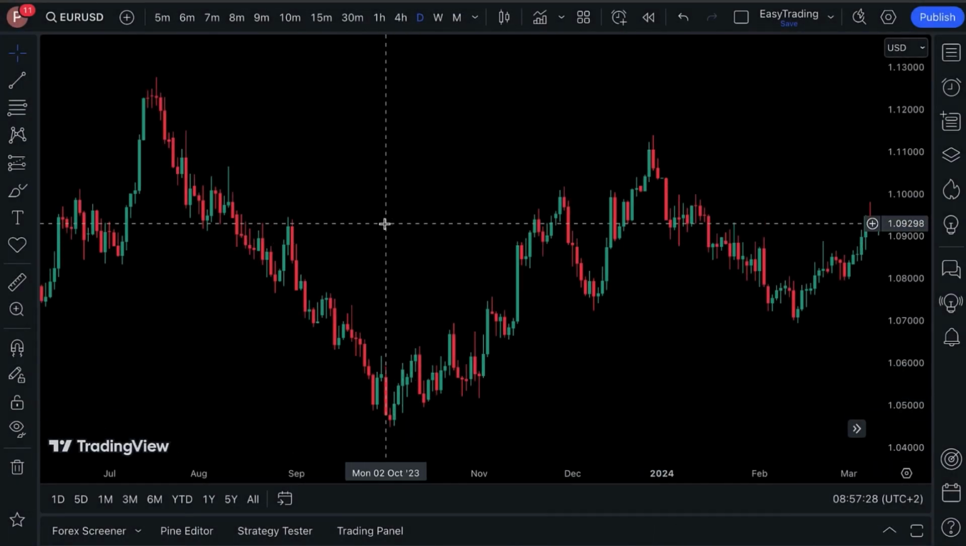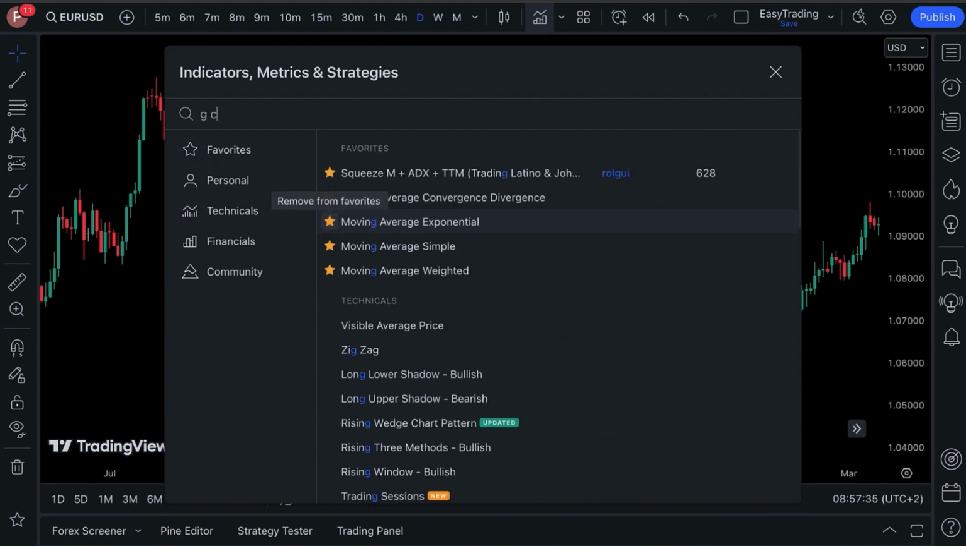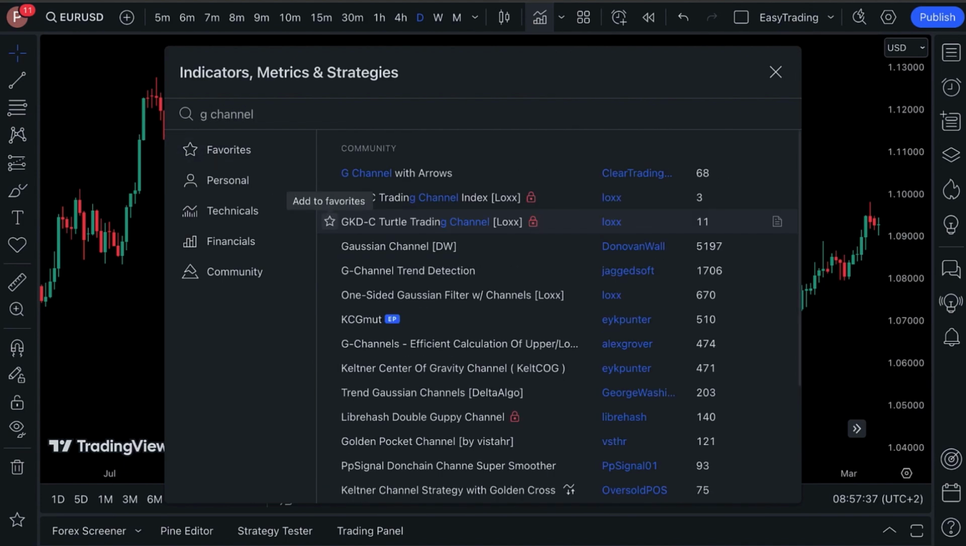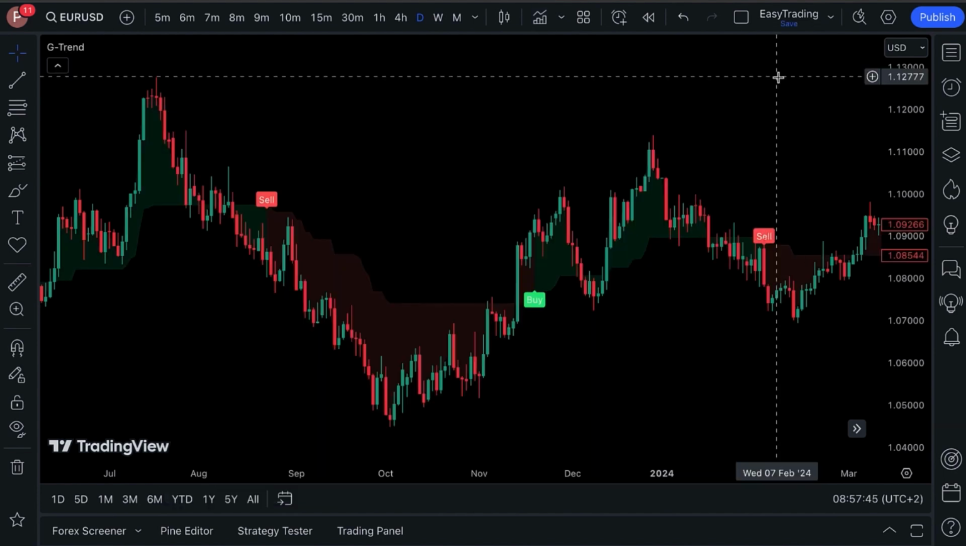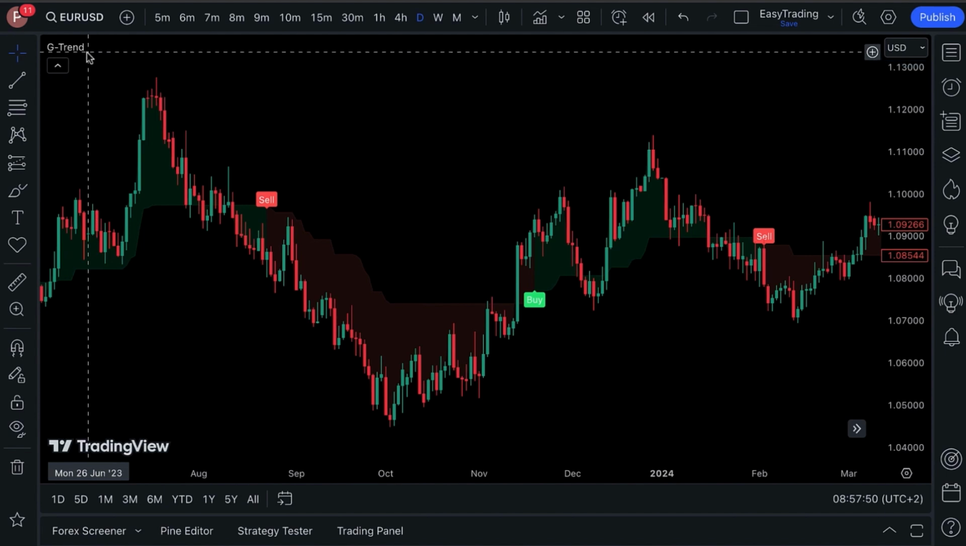Let's get to know our tools. Then let's head over to the TradingView platform to set up our strategy. Click on Indicators and add the G-Channel Trend Detection Indicator. Now let's tweak its settings and style to improve its visibility.